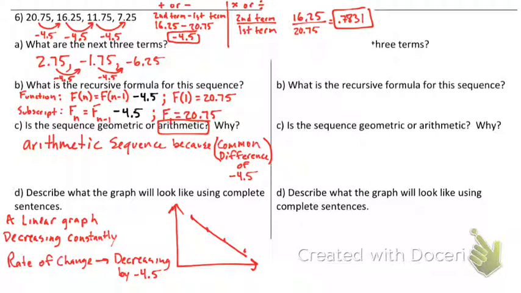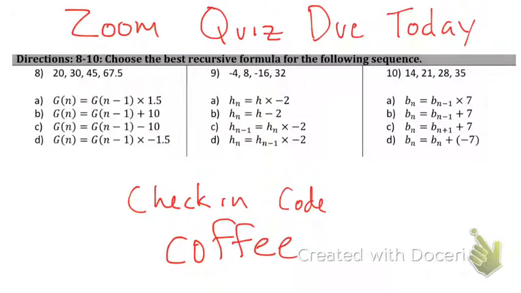All right, so here we go. Here is your Zoom quiz for today. There's 3 problems, and your check-in code is coffee. Good luck.